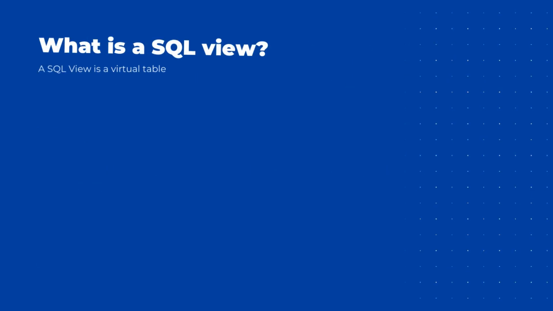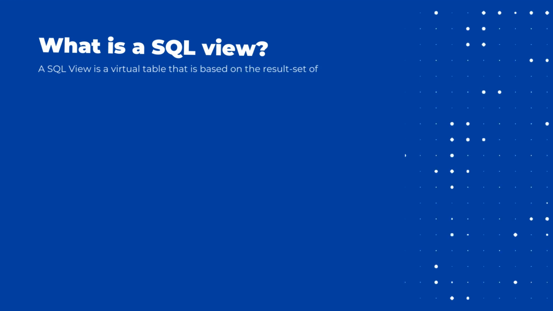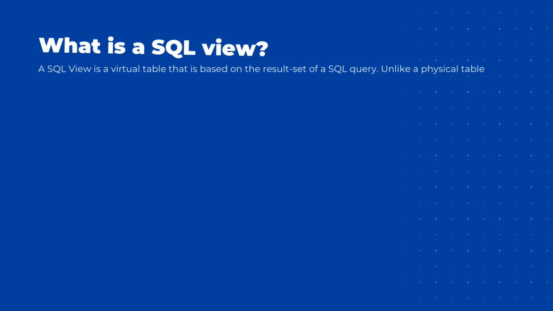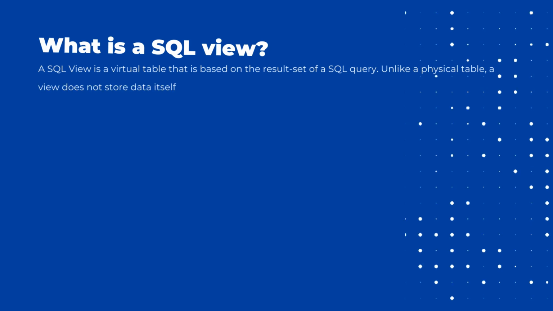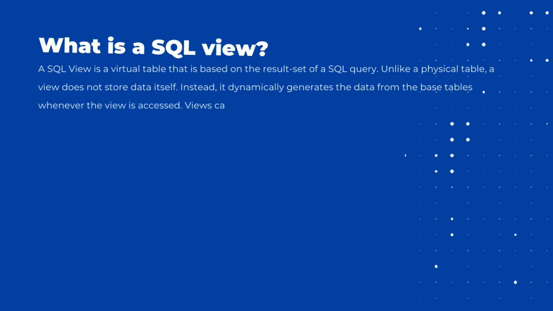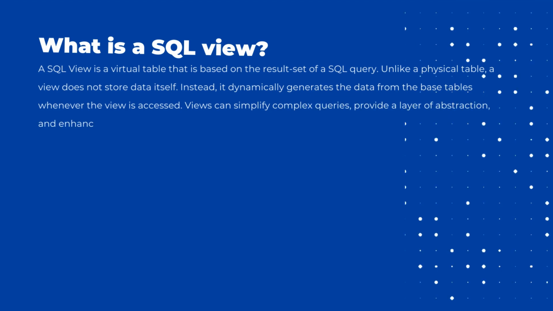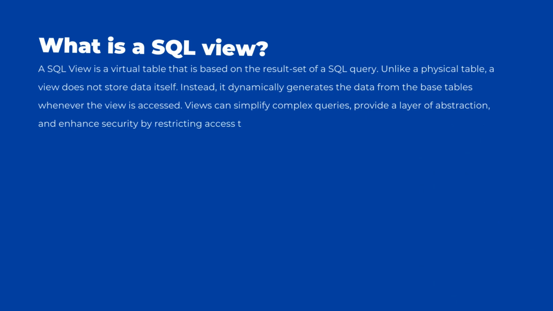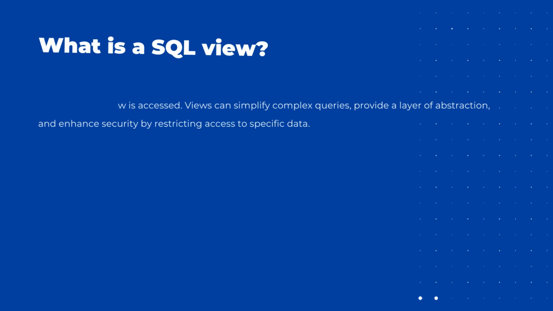A SQL view is a virtual table that is based on the result set of a SQL query. Unlike a physical table, a view does not store data itself. Instead, it dynamically generates the data from the base tables whenever the view is accessed. Views can simplify complex queries, provide a layer of abstraction, and enhance security by restricting access to specific data.